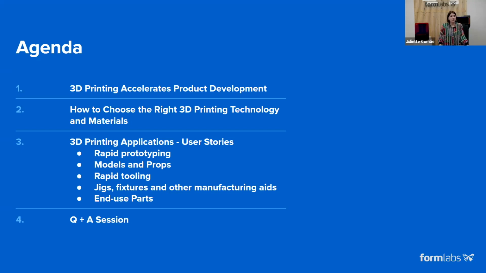So I will give an intro on the benefit of using 3D printing, that it accelerates product development. I also want to give some guidelines on how to choose the right 3D printing technologies and materials. And then I will dive in, giving an overview of the different applications with various user stories, and also recommendations on materials. Just so you know, we also have some specific content for each of these applications, so we will refer to this content if you want to dive deeper into one of those applications. And as I mentioned, we will have a Q&A session at the end.